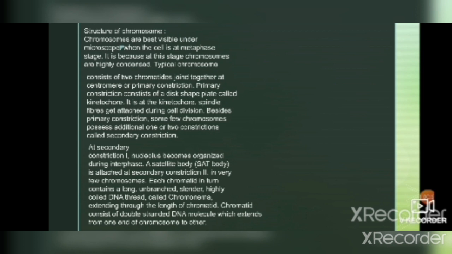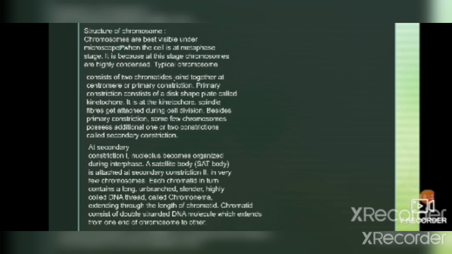Besides the primary constriction, a few chromosomes possess one or two additional constrictions called secondary constrictions. At the secondary constriction, the nucleolus becomes organized during interphase. A satellite body, or SAT body, is attached at the secondary constriction in very few chromosomes.